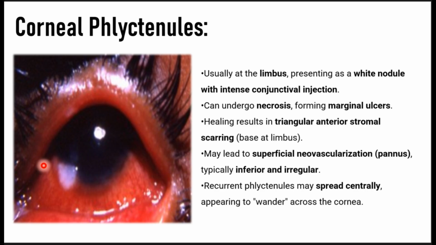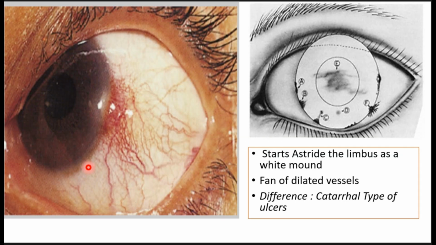Now, if the phlyctenules are recurrent in nature, they will start undergoing necrosis centrally and also spread towards the center of the cornea and appear to wander across the cornea, and that is known as a wandering phlyctenule or a migrating phlyctenular keratoconjunctivitis. Okay, so let's see some of these lesions.